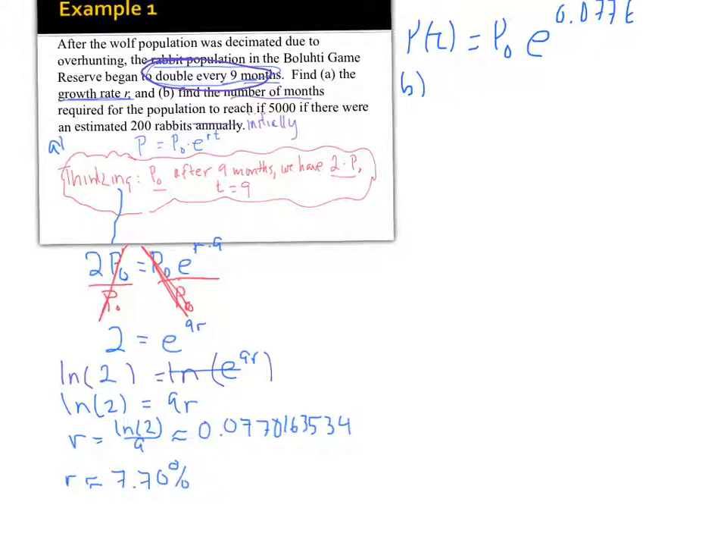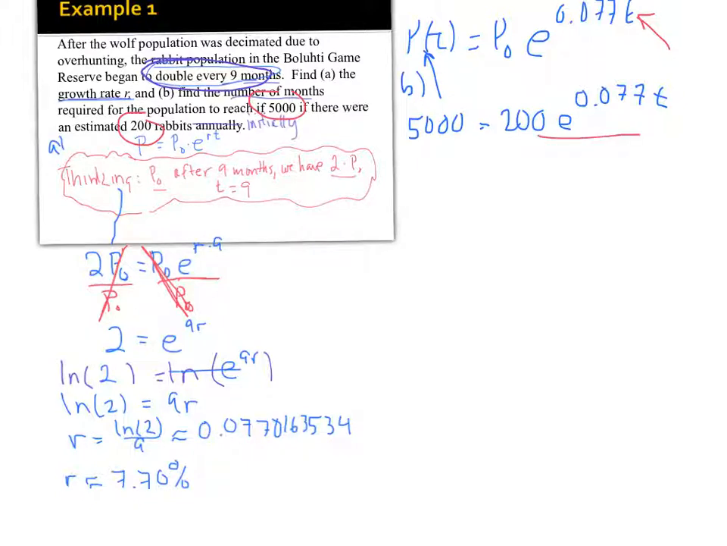And so here they tell us, they want to know when the population will reach 5,000 if initially we have 200. So they're asking us for when, so that's t. They want to know what t is. But they're telling us that at 5,000, if P naught was 200, can you tell me what t is? And notice that this is almost exactly the same problem we just did. We approach it in the same way.